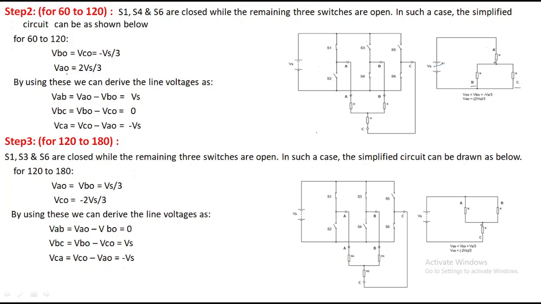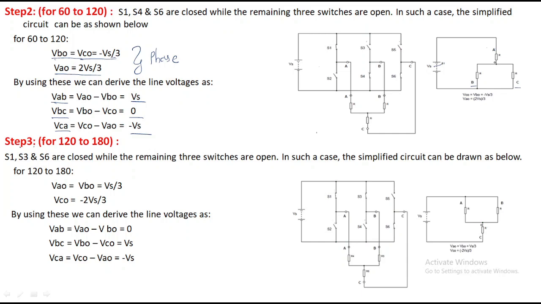A, which is on the upper side, has the positive value, that is 2 Vs by 3. B has the negative value, minus Vs by 3. So these are the phase voltages, and from this we will find the line voltage. We can derive the line voltage. Line voltage VAB we will get Vs, VBC is 0, VCA is minus Vs. This is for 60 to 120.